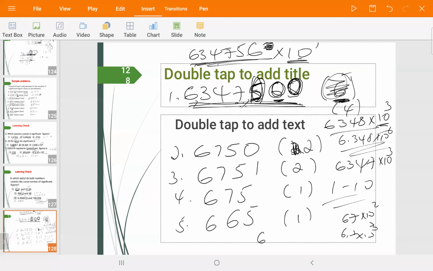7 times 10 to the power of 2. Excellent. Exactly.